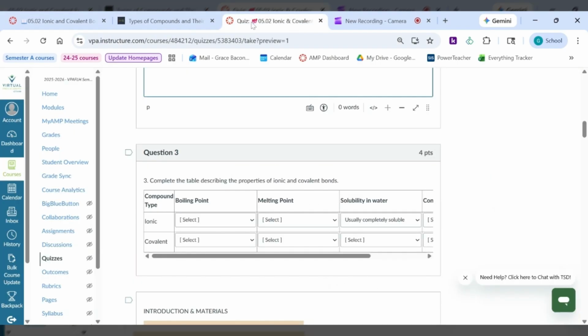So you can keep reading there, but I have enough to do this first row now. It told me that the boiling and melting points are going to be very high for ions because of the very strong bonds. So that's what I'm going to fill in there. And it also said that most ions are going to be completely soluble in water.